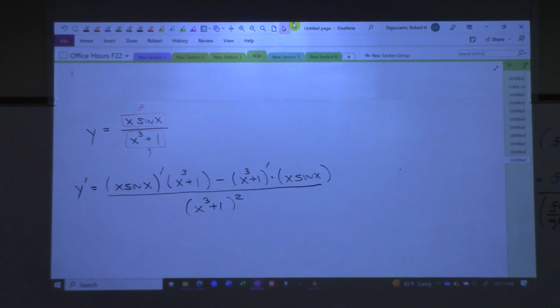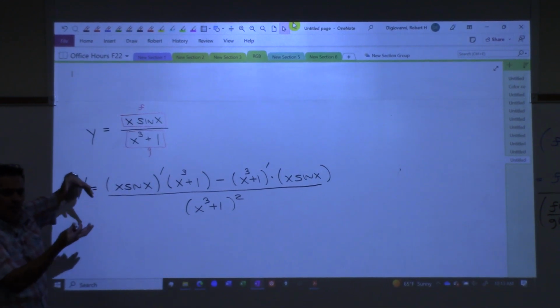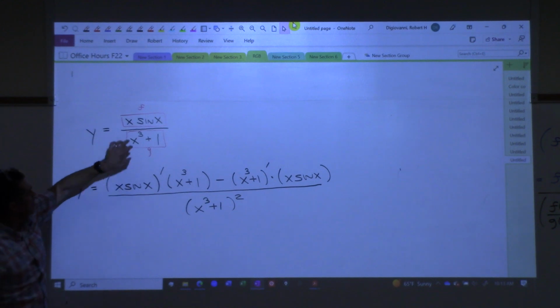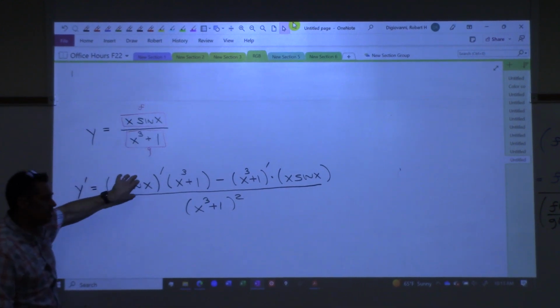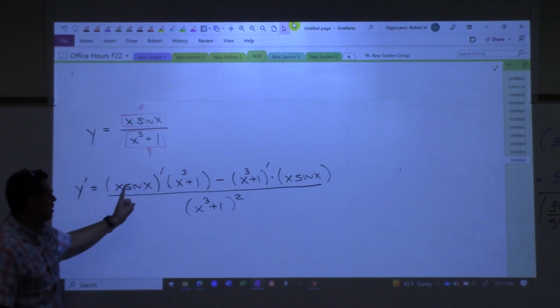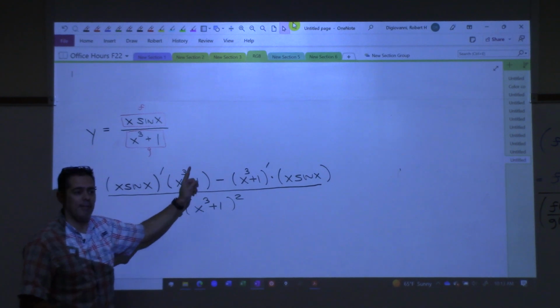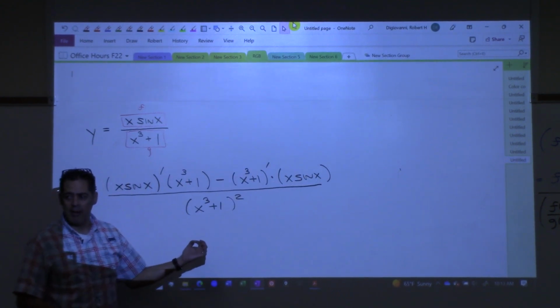We do have a product, okay? But first we look at the quotient. We're going to treat it like a quotient. And this we will put as our f. So all we're going to do is put it here as f and then take the derivative. So there's your derivative of the top times the bottom minus the derivative of the bottom times the top, all over the bottom squared, right? That's the formula.